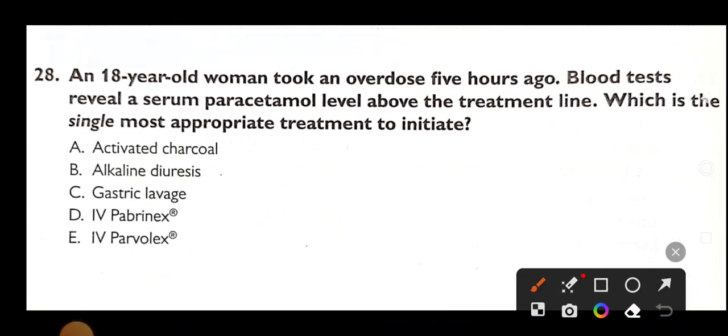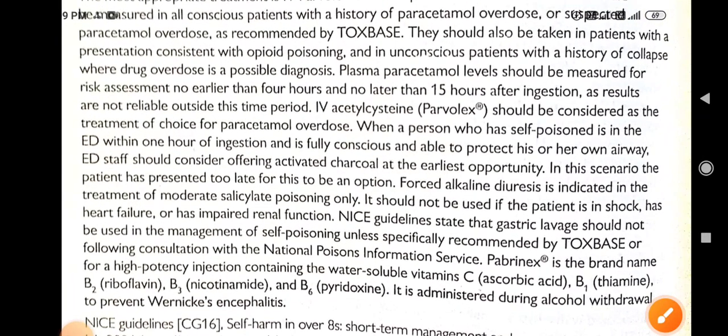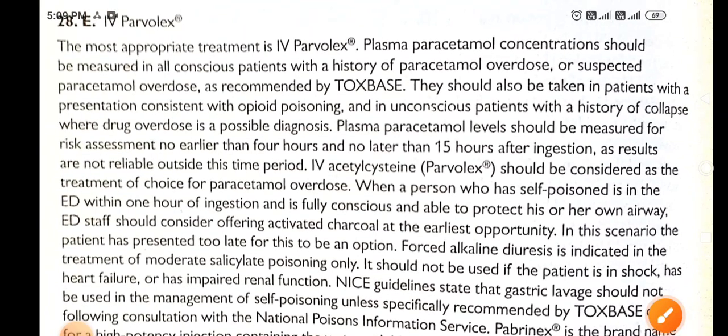Now, an 18-year-old woman took an overdose 5 hours ago. Blood test reveals a serum paracetamol level above the treatment line. Which is the single most appropriate treatment to initiate? Activated charcoal, alkaline diuresis, gastric lavage, IV Pabrinex, IV Parvolex. So guys, in this situation, the antidote of paracetamol, that is acetylcysteine, we use IV Parvolex. Most appropriate treatment is IV Parvolex.